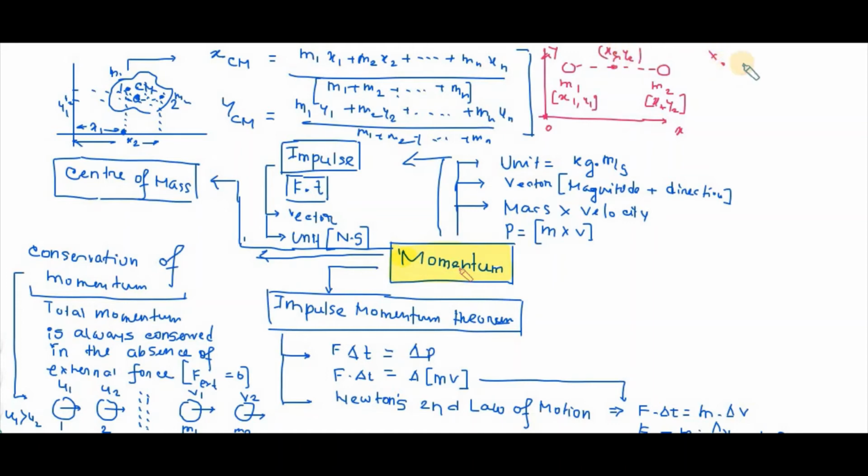Now this xc can be represented as m1 x1 plus m2 x2 upon m1 plus m2, and the center of mass of these two point masses along the y direction is m1 y1 plus m2 y2 upon m1 plus m2.